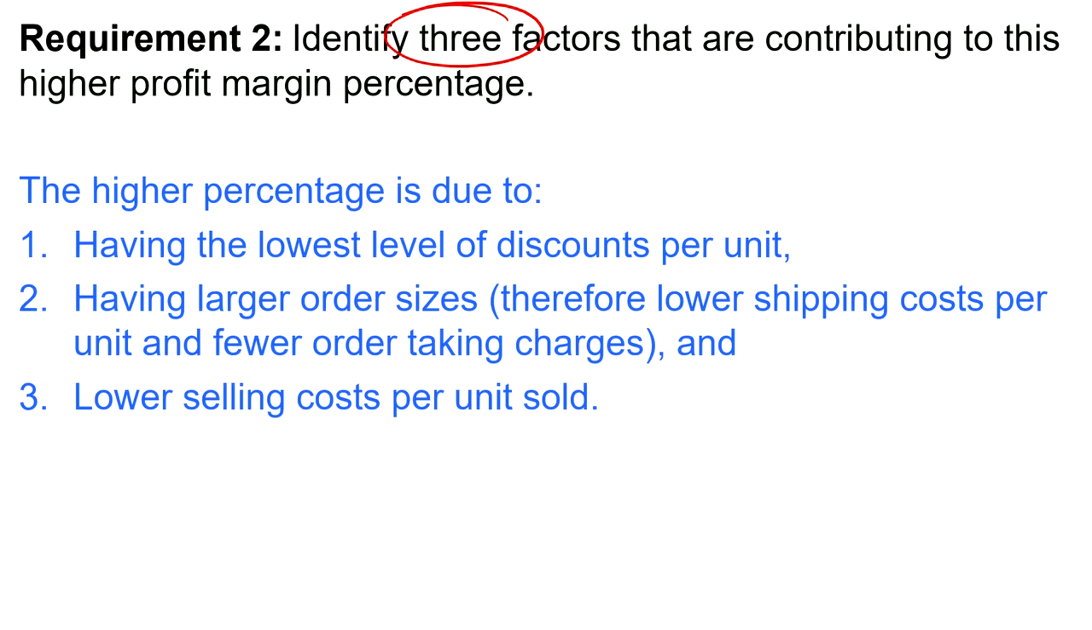profit margin percentage. And remember, we needed to have 3 factors, and so what you're doing in your answer is you are numbering them 1, 2, 3. Help the person grading your exam see that you got the 3 points that they asked for. You answered the question that they wanted.